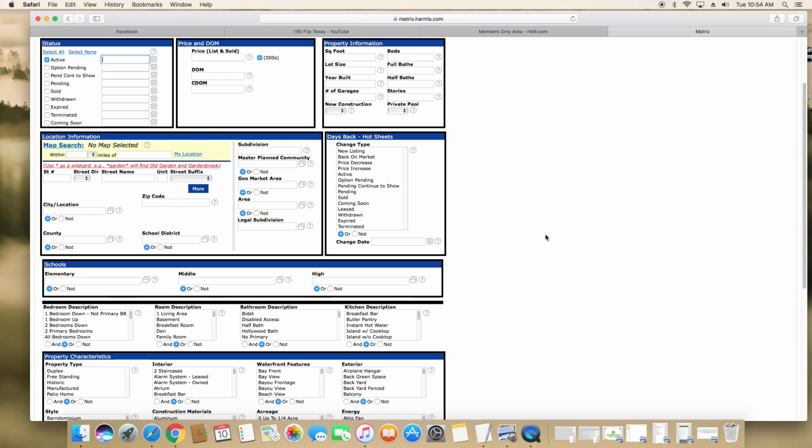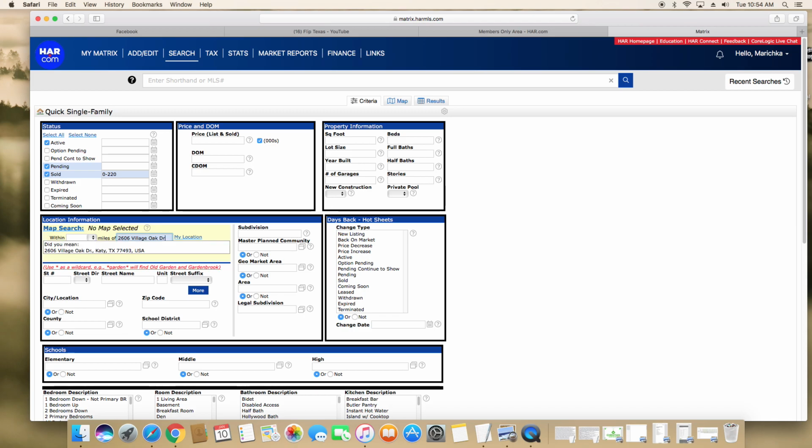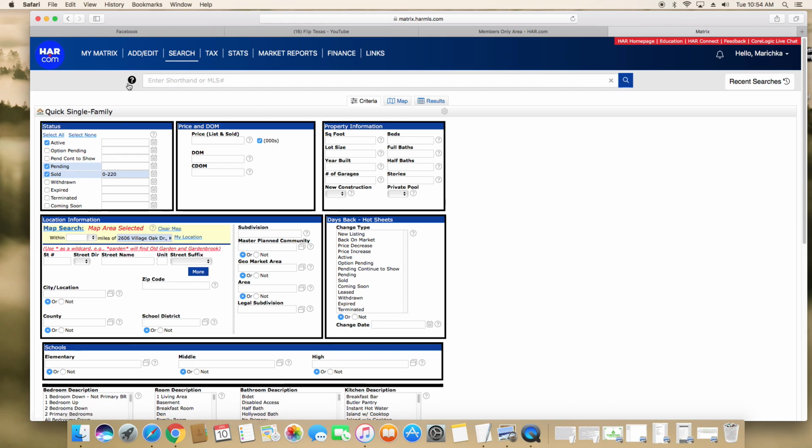But for this one, let's go to here. This is our drop down menu. What we're going to do is click active, pending, sold. Right now, I'm going to plug in some information and see how many results we get. I'm going to put 220 days here. This is where you put the address of the property. This one is 2606 Village Oak Drive, Katy, Texas. And it pops up here.